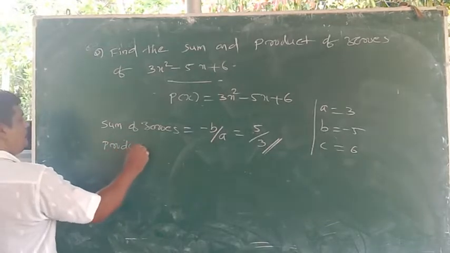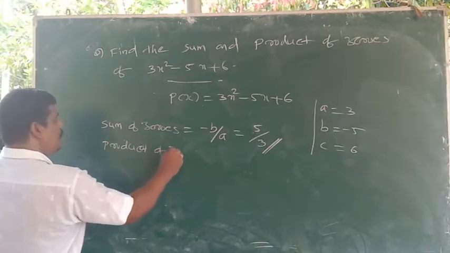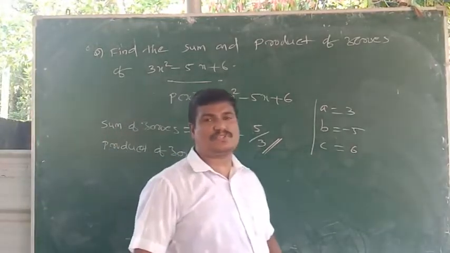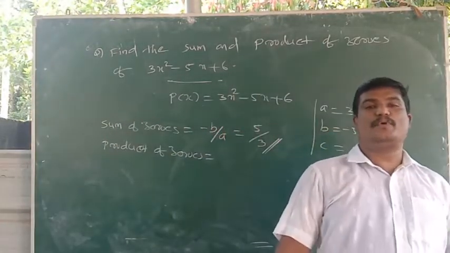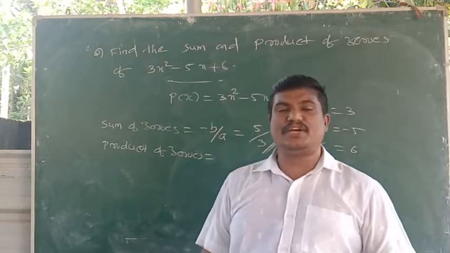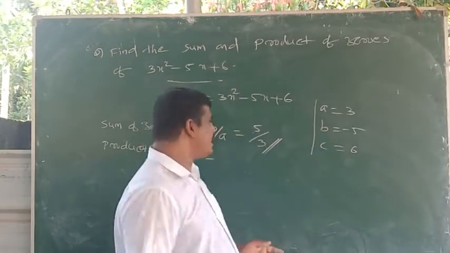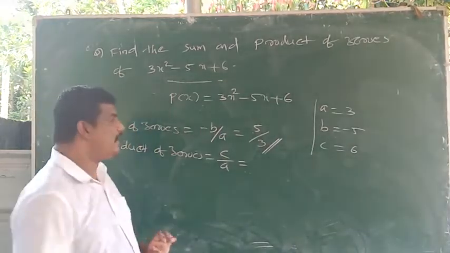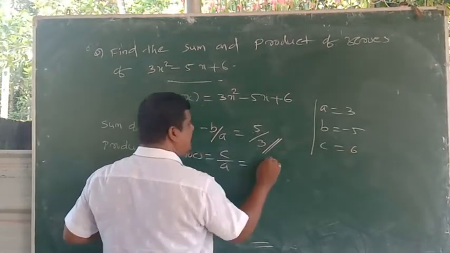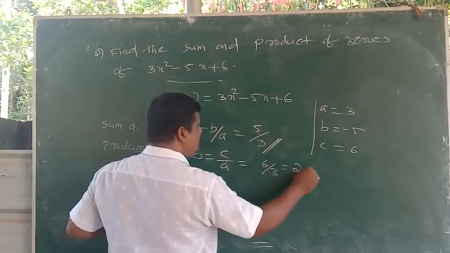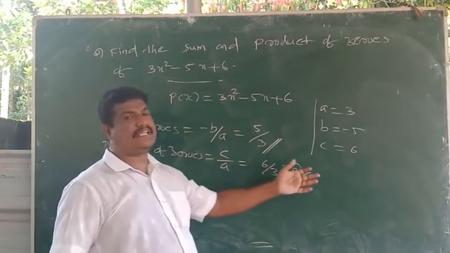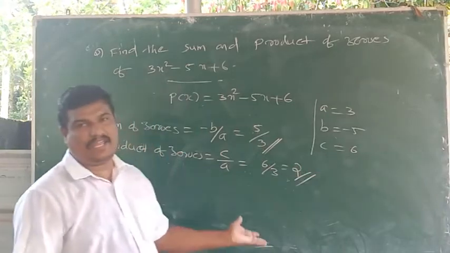Then next, product of zeros. What is the formula? Alpha and beta are the zeros of the quadratic polynomial. Product of zeros, alpha beta, is equal to c by a. Yes, c by a. c is the constant term, a is the coefficient of x square. c is 6, a is 3. The answer is 2. So, sum of zeros 5 by 3, product of zeros 6 by 3. Answer is over. Clear? Easy. Okay. Thank you.